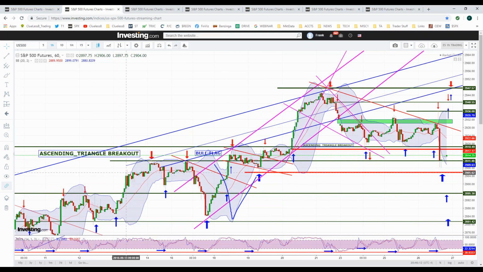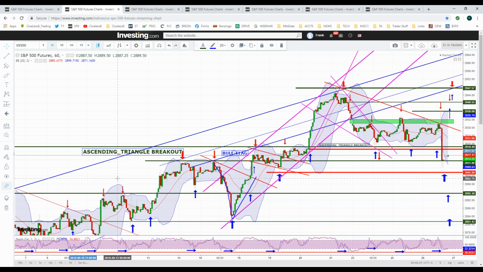Exactly. So now, sometimes on my charts, to help people, if it's a major pattern breakout, I will put the name of it. This is an ascending triangle breakout.